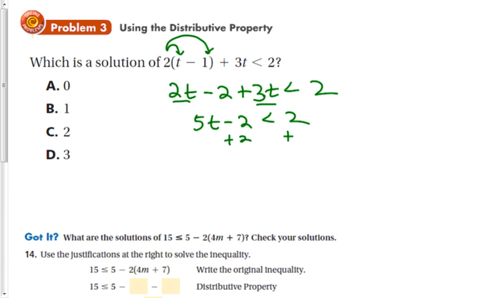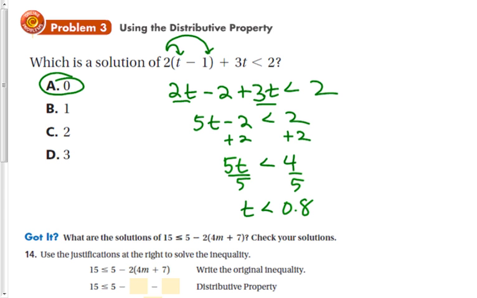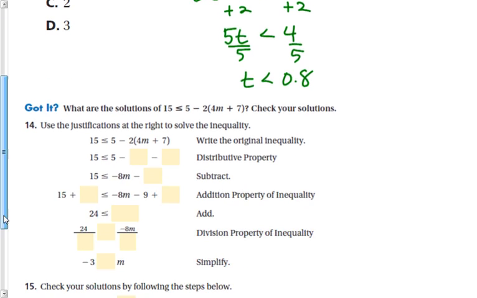Let's add 2 to both sides. And we get 5t must be less than 4. If we divide both sides by 5, we get t is less than 0.8. So our answer has to be less than 0.8. And the only possible choice there, less than 0.8, is 0. All right, you try it.